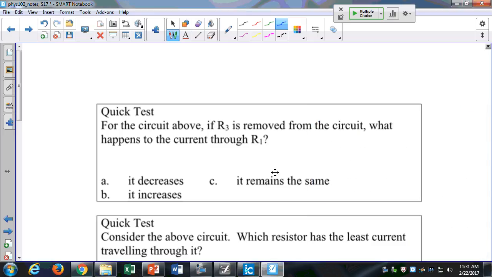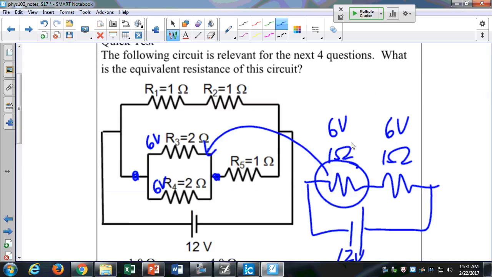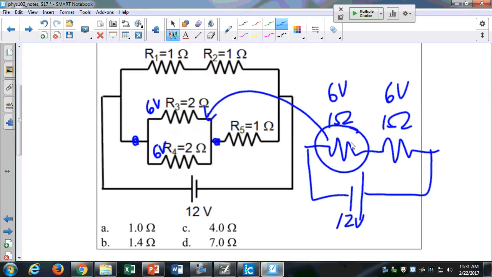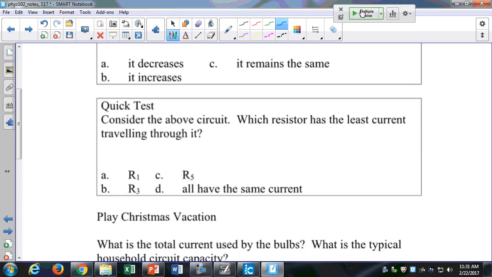C is right. Because when we're looking at R3 and R1, this whole branch of the circuit acts independently of this branch. I can get rid of this thing altogether. It's not going to affect this at all, because these are 2 parallel branches. One does not affect the other one. Now the next question has to do with current. We had a similar question in the concept test. Which resistor has the least current traveling through it, R1, R3, or R5? Or do they all have the same current?